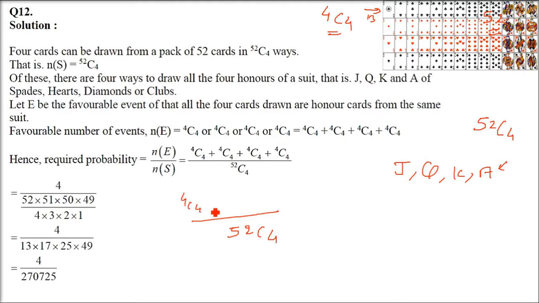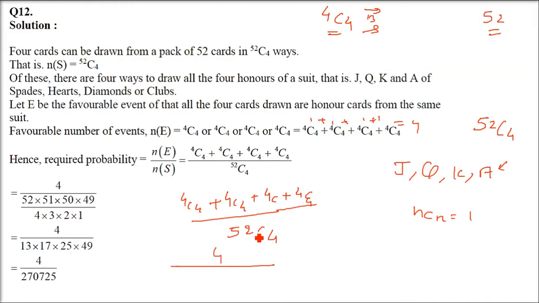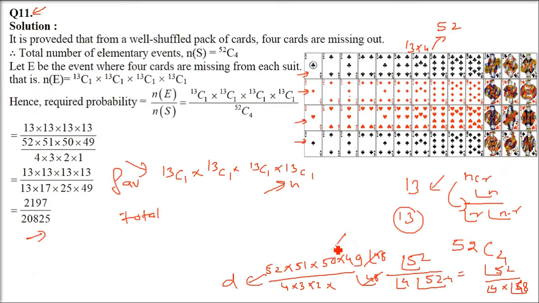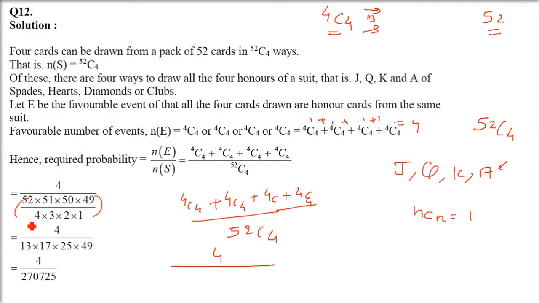So 4C4. Then you see here, second also 4 honors, one suit. There are 4 cards to be selected, so 4C4 again. So 4 times this 4C4 is going to come. nCn is 1, so 4C4 is 1 only. So 1 plus 1 plus 1 plus 1 is going to give you 4. 4 is the favorable cases, and in the denominator you have 52C4. This is how you have to find it out. So 4 by 270725 is going to come.